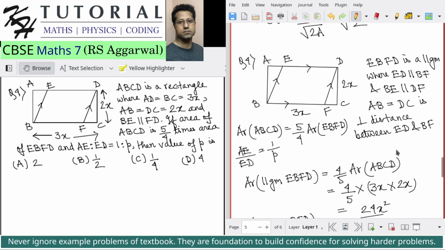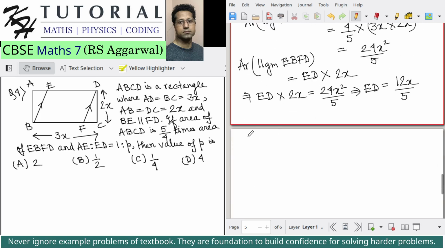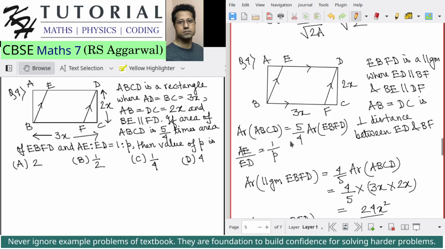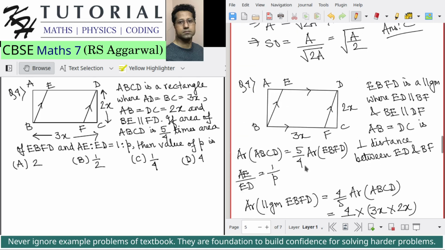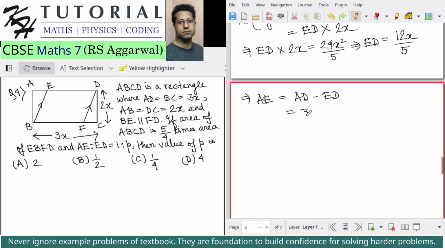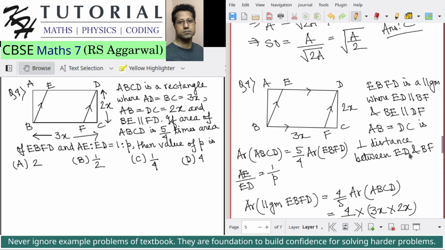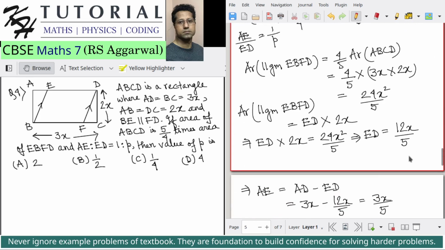ED is equal to 12x by 5. So what will be AE? AE is equal to AD minus ED. What is AD? AD is the length of the rectangle, which is equal to 3x. So this is 3x minus ED, and ED is 12x by 5, which gives 3x by 5. So AE is equal to 3x by 5 and ED is equal to 12x by 5.